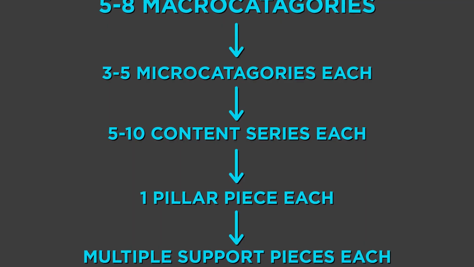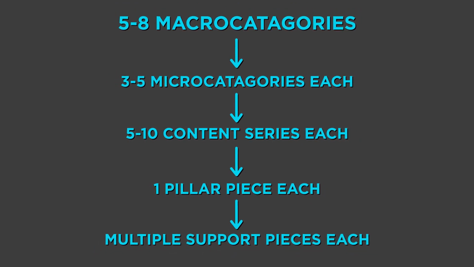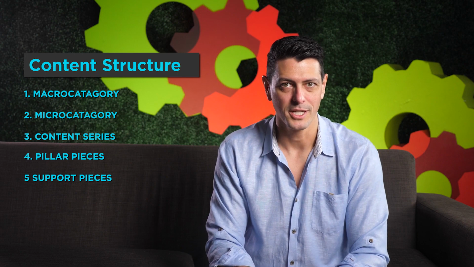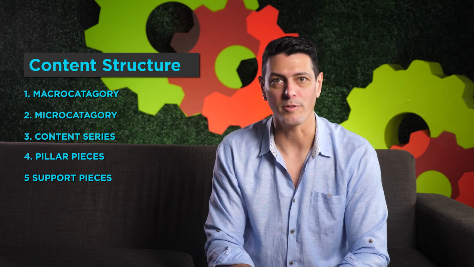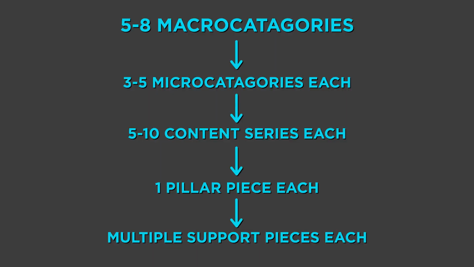Starting with 5 to 8 macro categories broken down into 3 to 5 micro categories, you'll then create 5 to 10 content series. Think of these as short-run Netflix shows. A content series is a singular group of information based around a central piece of content called the pillar piece. A pillar piece is a long-form article, video, or podcast.